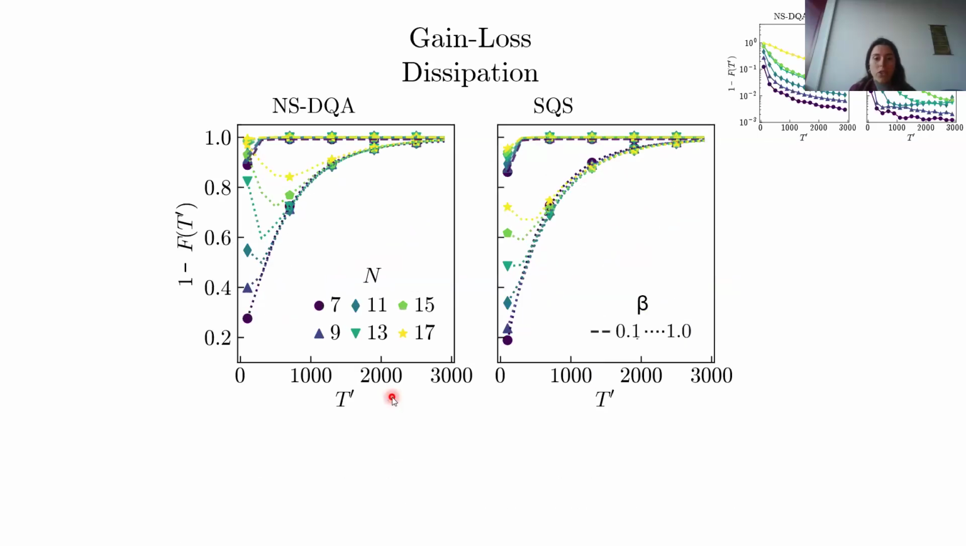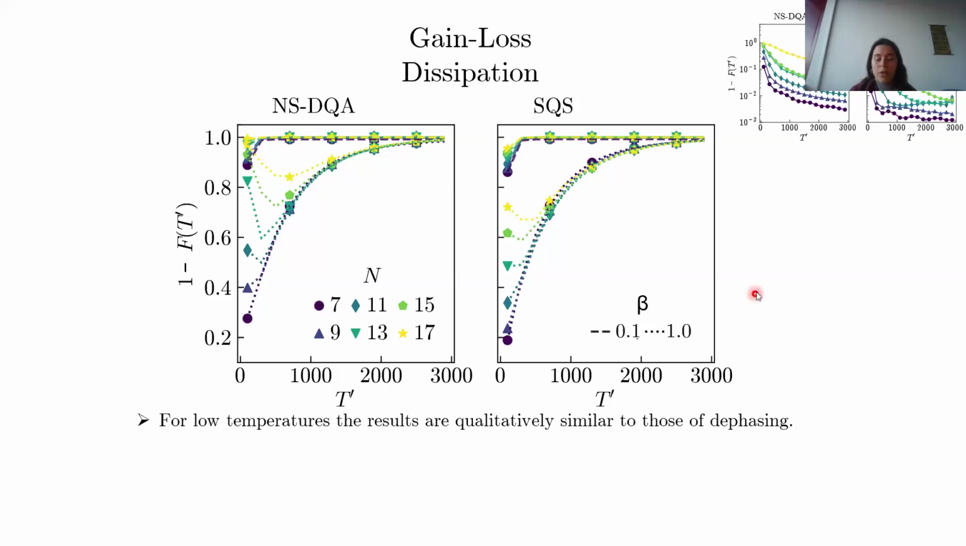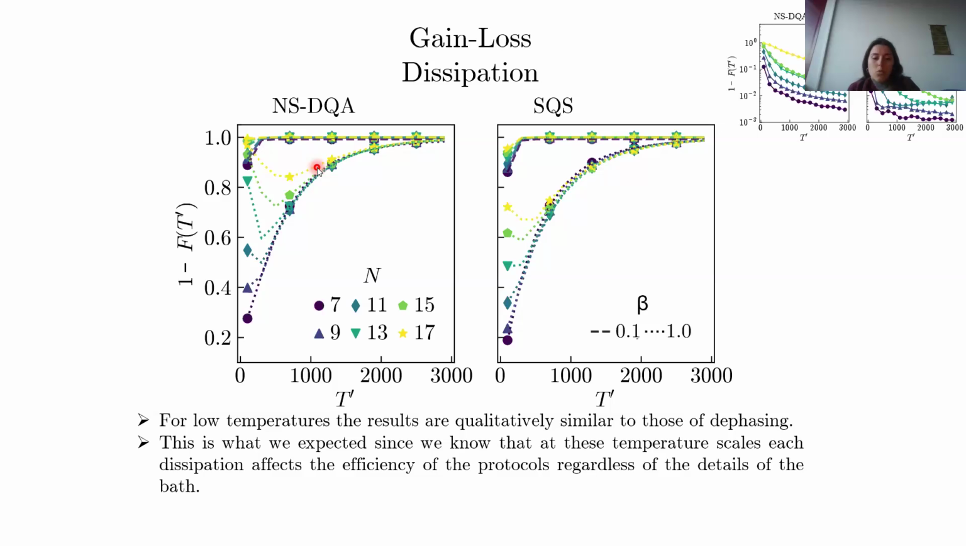In the case of gain and loss dissipation, the result is extremely dependent on the choice of beta, which was related to the inverse of an effective temperature of the bath we were considering. So for low temperatures, which means higher values of beta, the dotted curves here, we see that the results are qualitatively similar to those of dephasing. And this is what we expected because we know that at these temperature scales, dissipation affects the efficiency of the protocols regardless of the details of the bath, which I was mentioning before.